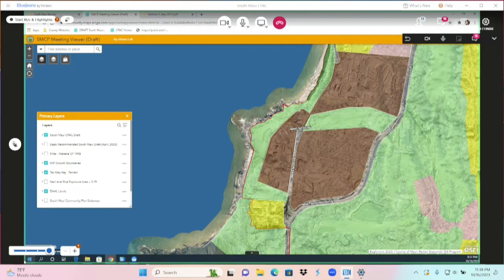So I'm going to make a motion to amend the land use designation from resort hotel to residential. For all three of those brown areas? All three, yeah. Is there a second? Second by Mike. Discussion?